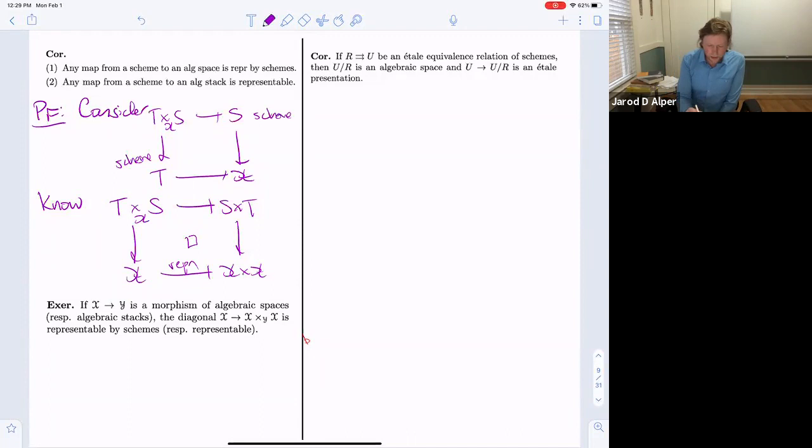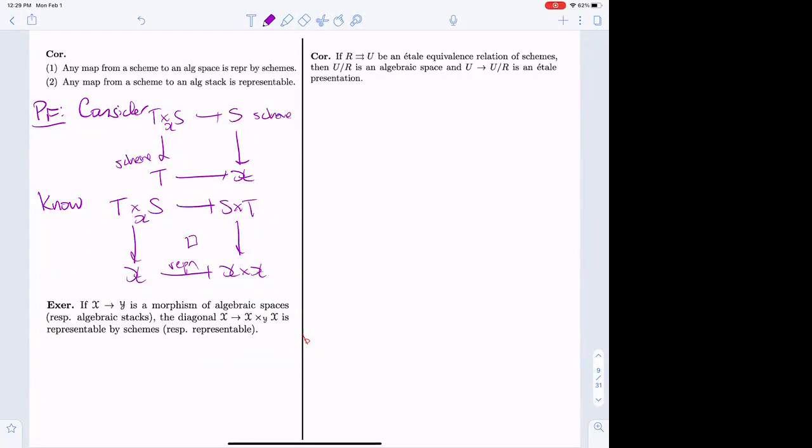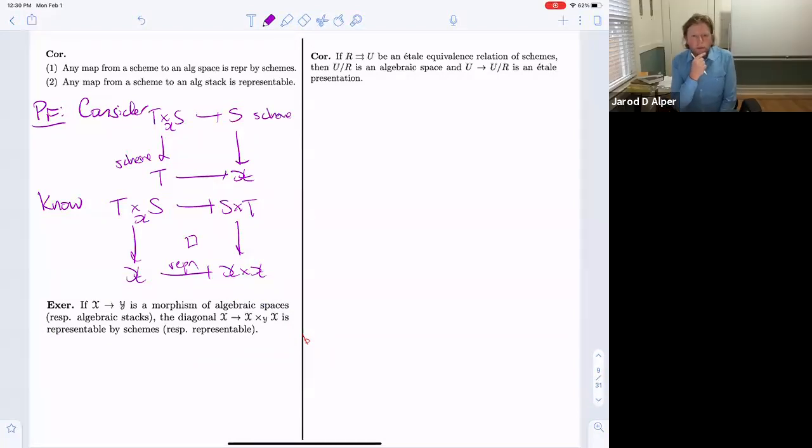Okay, and what I have below here is an exercise to show the relative version of this: that the diagonal of morphisms of algebraic spaces or stacks is representable in the right way. And this is if and only if. So if you know that all maps from schemes are representable, then by the same argument the diagonal is representable, correct? Yes, that's true. The point was that you can go the other way as well. Here we were interested in showing that any map from a scheme to the stack is representable. But you could also use this if you knew that the fiber product of any two maps from schemes is representable, though I'm not sure that happens in nature with moduli problems. But you're right.